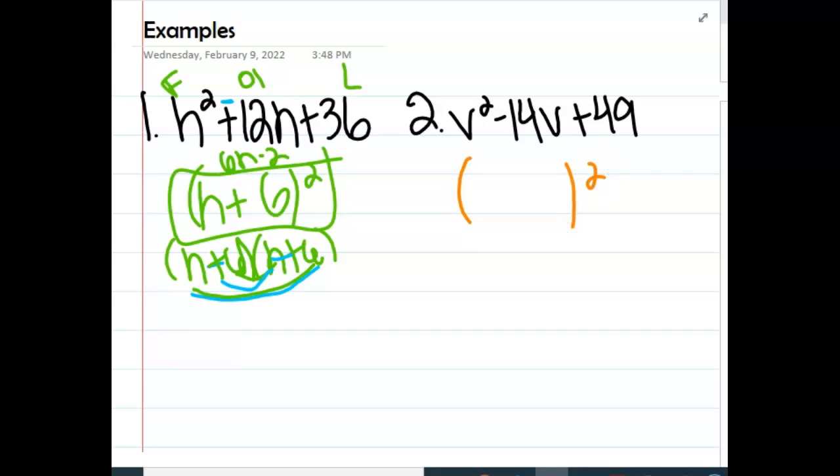If I were to multiply this out to get the F, I would have taken this times itself. What times itself gives me b squared? B times b would give me b squared. To get the L, what times itself gives me 49? 7, right? We're just doing the opposite of multiplying here.